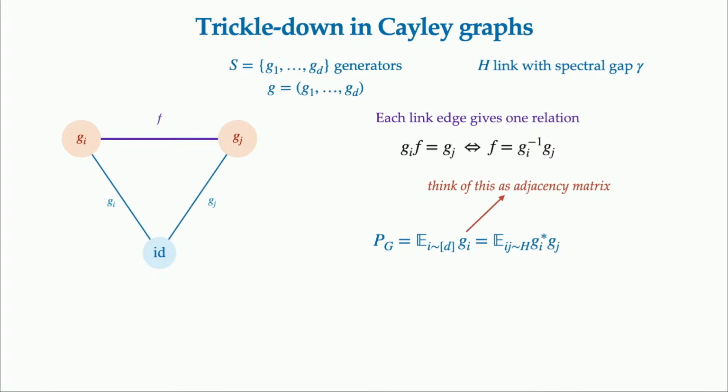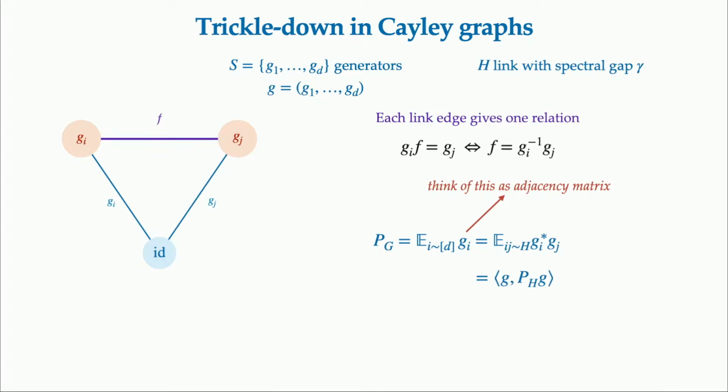And in particular, I can think of it as picking a random edge, ij, in the link, and then looking at GI inverse times GJ. So essentially, the thing that I'm doing here is I'm using the fact that every link edge gives me a relation of this sort. So picking a random generator is the same as picking a random place where that generator occurs in the link and looking at GI star GJ.